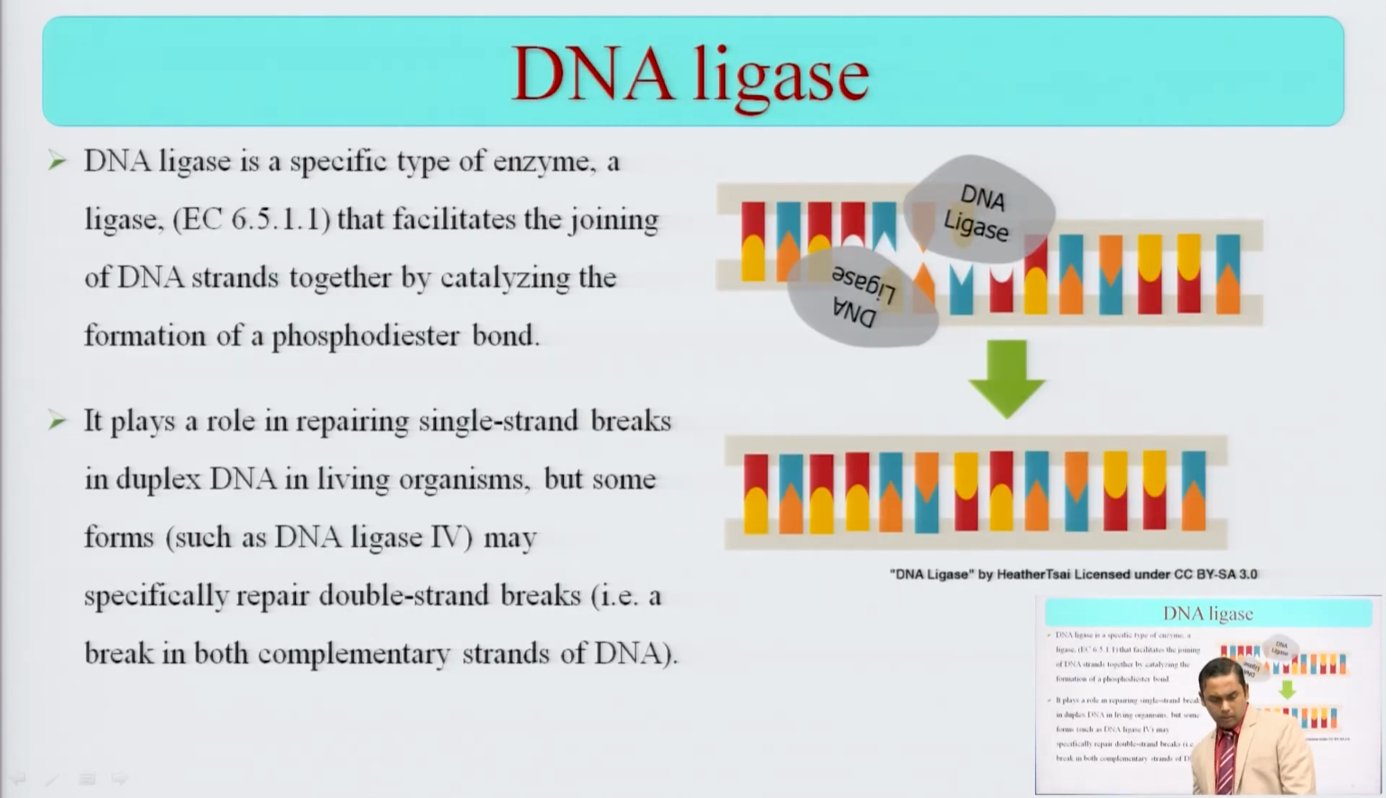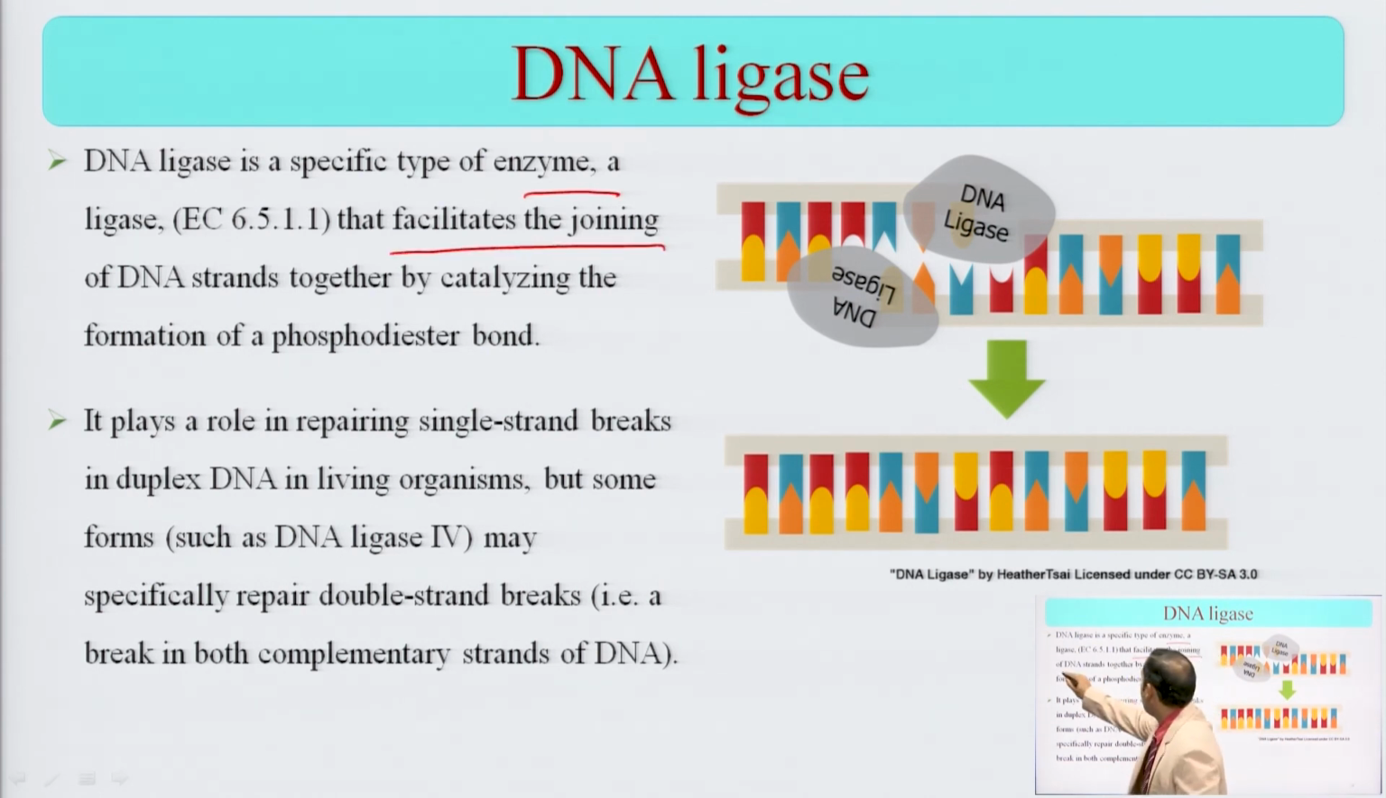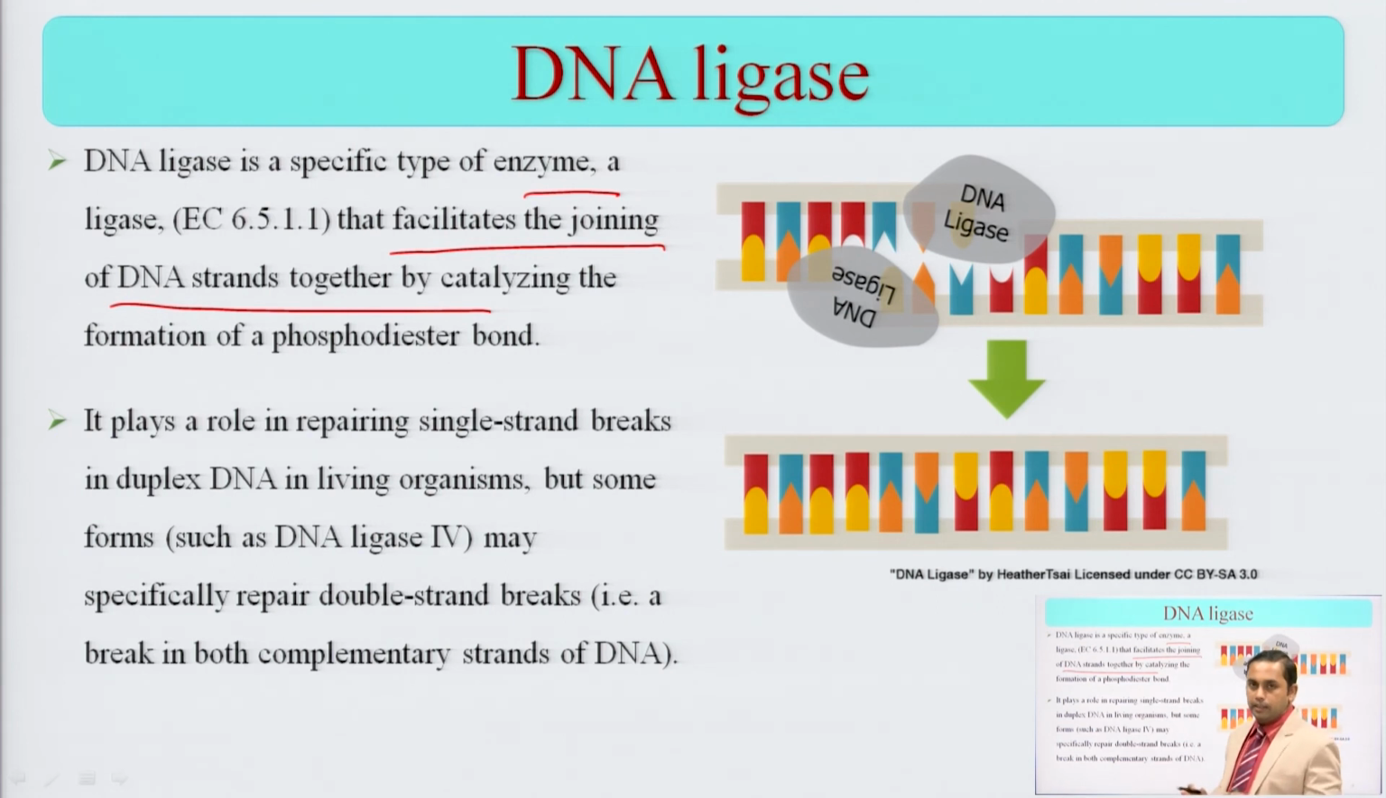And now let me tell you about DNA ligase. I have a very short period of time, so I am going faster, and I am sorry for that. DNA ligase is a specific type of enzyme that facilitates joining of DNA strands. By using restriction endonuclease, you have cut the DNA and inserted DNA. Now, for insertion you need a ligase enzyme which will join the DNA strands together by forming a phosphodiester bond. See, this is the picture: both pieces were separate, and DNA ligase is joining them.